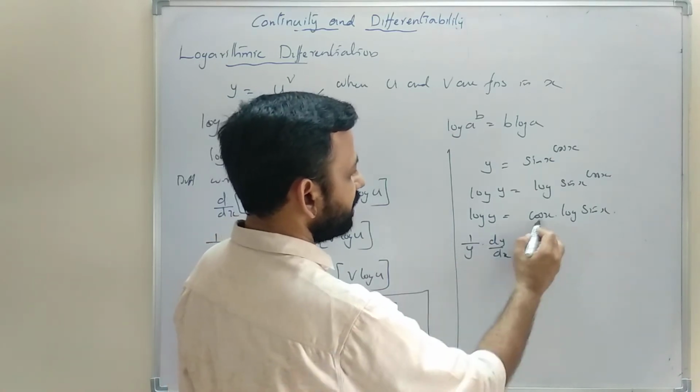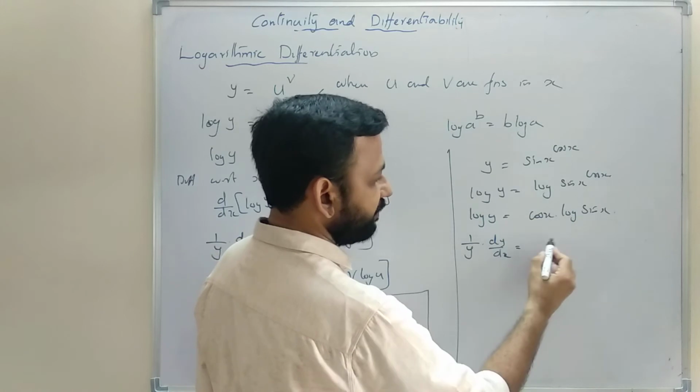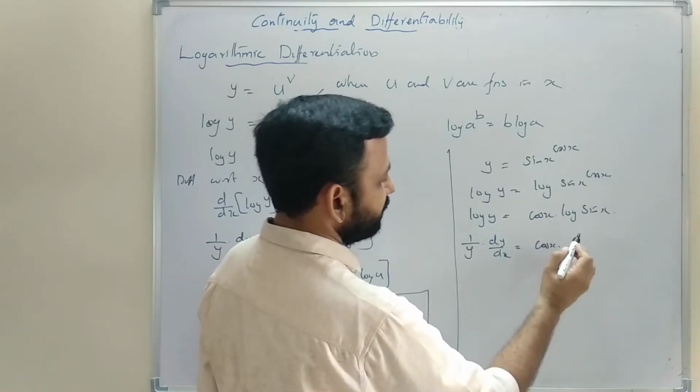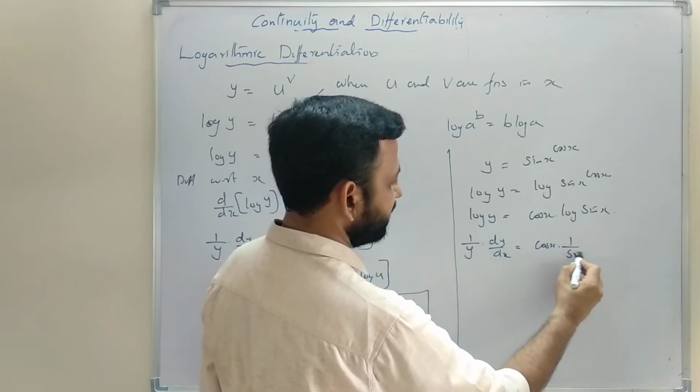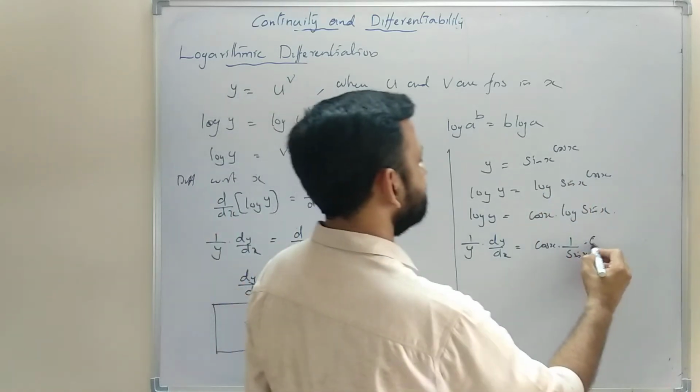equal to, the product rule we will apply, cos x into the derivative of log sin x, that is 1 by sin x into the derivative of sin x, cos x.